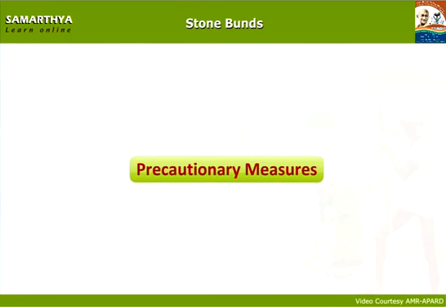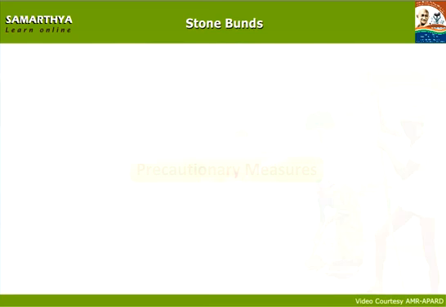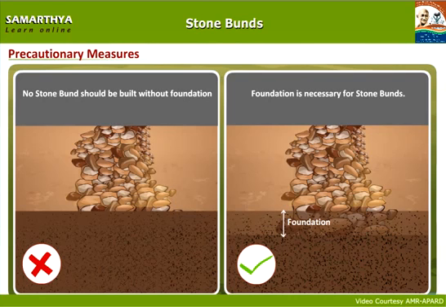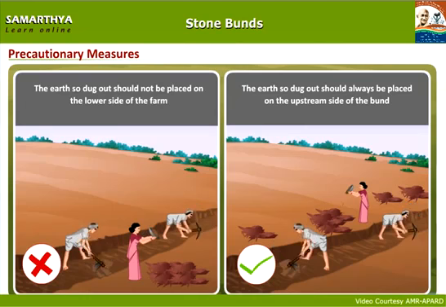Do's and don'ts. Precautions to be taken while building stone bunds. No stone bund should be built without foundation. Foundation is necessary for stone bunds. The earth so dug out should not be placed on the lower side of the farm. The earth so dug out should always be placed on the upstream side of the bund.